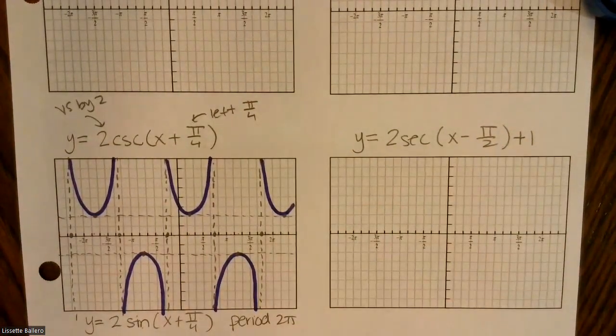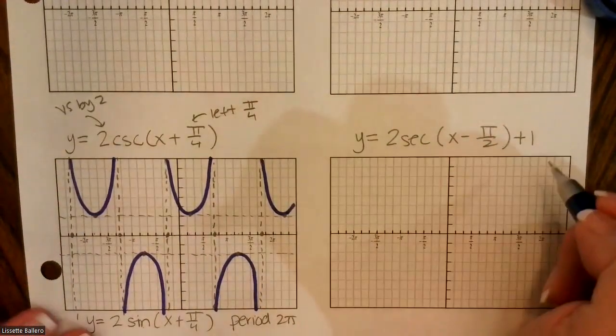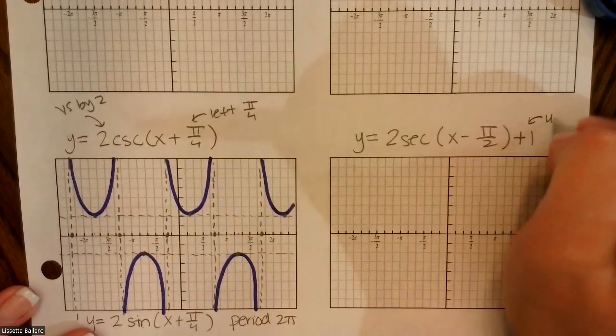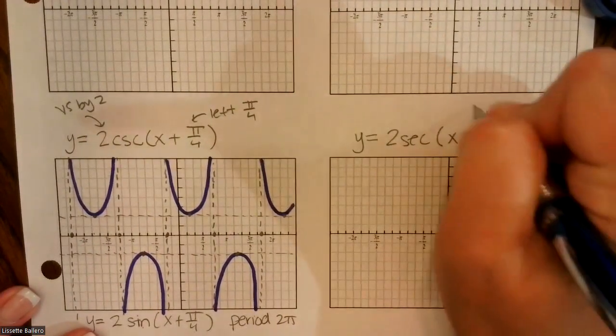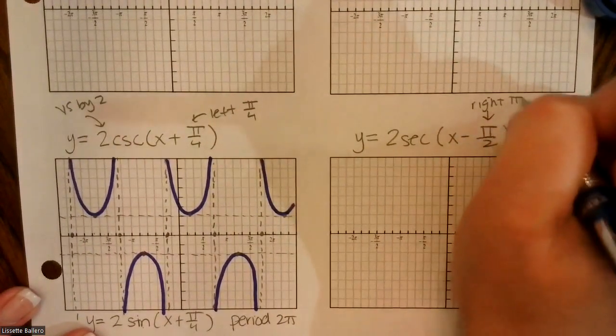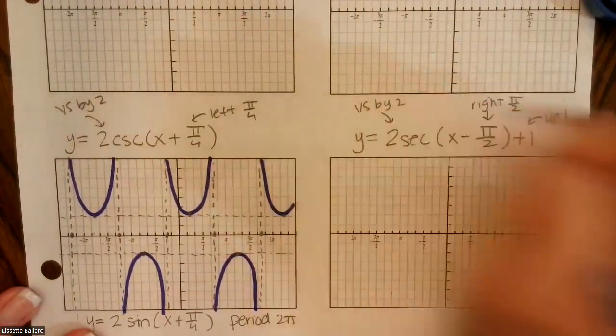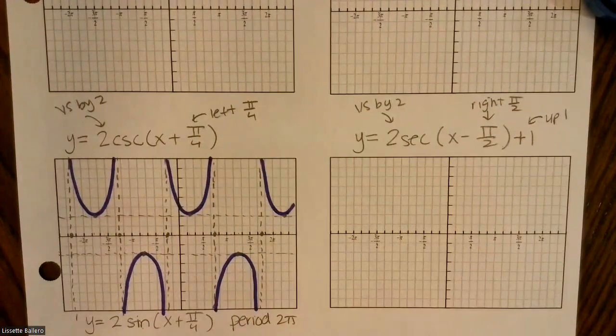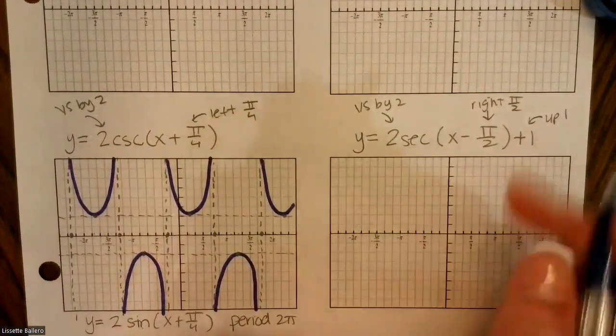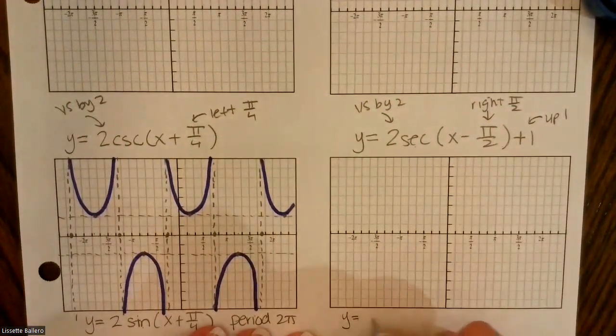All right, so we're stepping it up a little bit more. We've got 3 transformations now. This right here is up 1. This is to the right, pi over 2. And then we've got a vertical stretch by 2. You should be really comfortable with those transformations. You've been doing them since Algebra 2. None of them have changed. Since this is a secant graph, I will start by sketching the cosine graph.